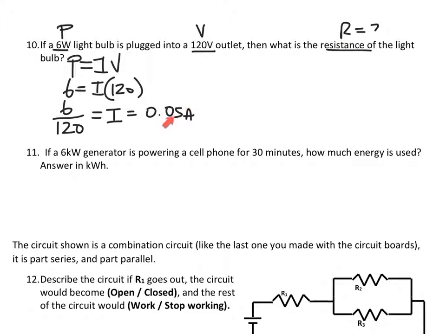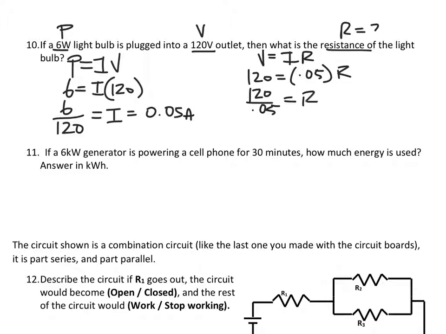So now that I have I and V, I can solve for R using V equals I times R, where V is 120, I is now 0.05, and R is unknown. So if I want to get R by itself, I divide 0.05 to the other side, and I get 120 divided by 0.05, which gives me R, which gives me a value of 2,400 ohms.